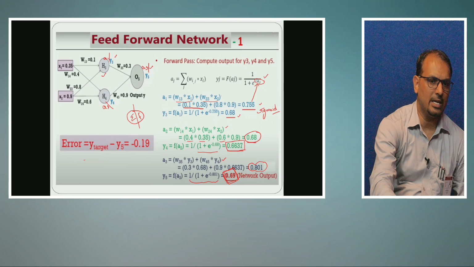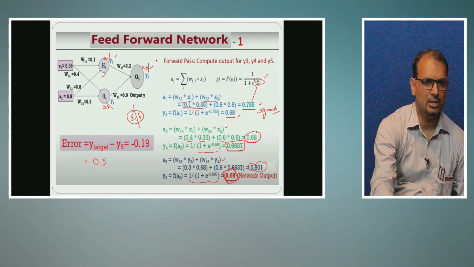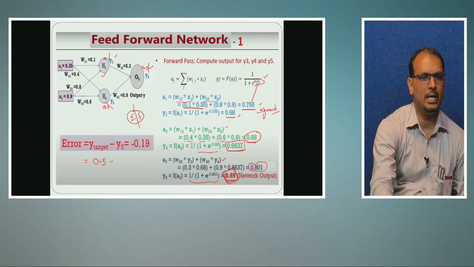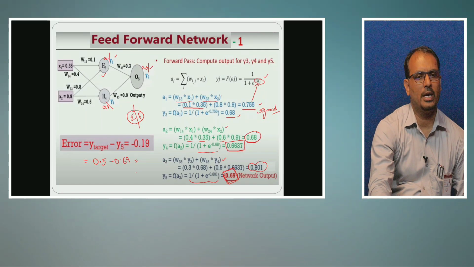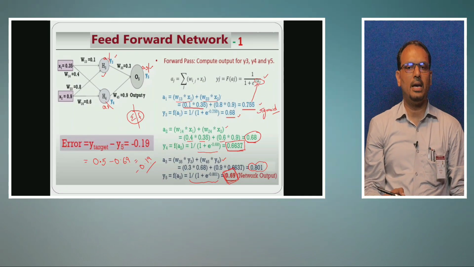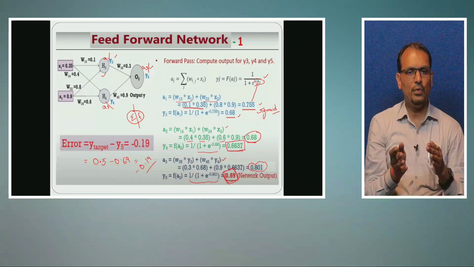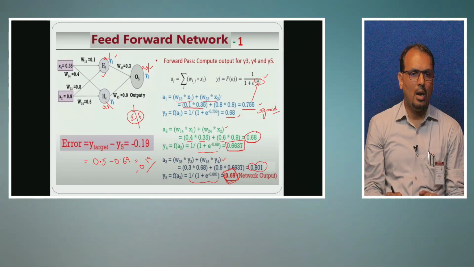But what is the targeted value? At the starting, if you remember, I mentioned it there: 0.5 minus 0.69. So what are you getting here? 0.19. This is the error. That's what we discussed in the last class.